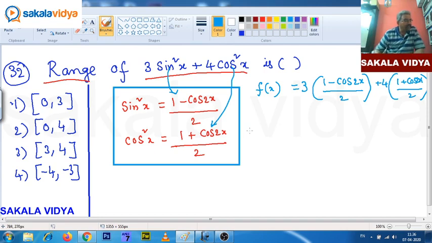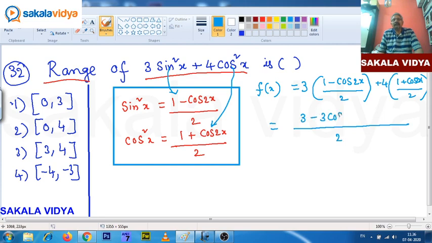It belongs to extreme values and periodicity, no sir. Yes. So, now having taken 2 as LCM, we have 3 minus 3 cos 2x plus 4 plus 4 cos 2x. Please check, am I correct? So, this will be 4 plus 3, 7 by 2, plus 1 by 2 cos 2x.